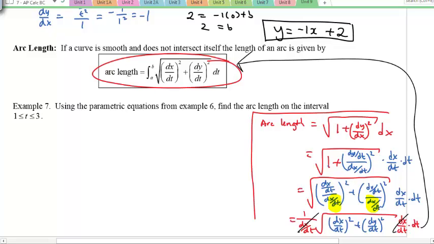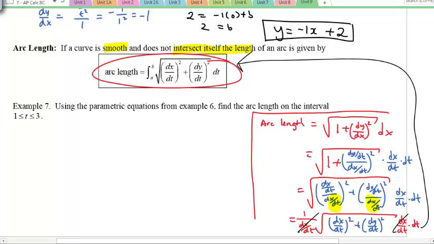Okay, so the arc length of the parametric, you're going to go from a to b, but it's the square root of dx/dt all squared plus dy/dt all squared, the square root of that whole thing with a dt at the end. Curve though must be smooth and not intersect itself.